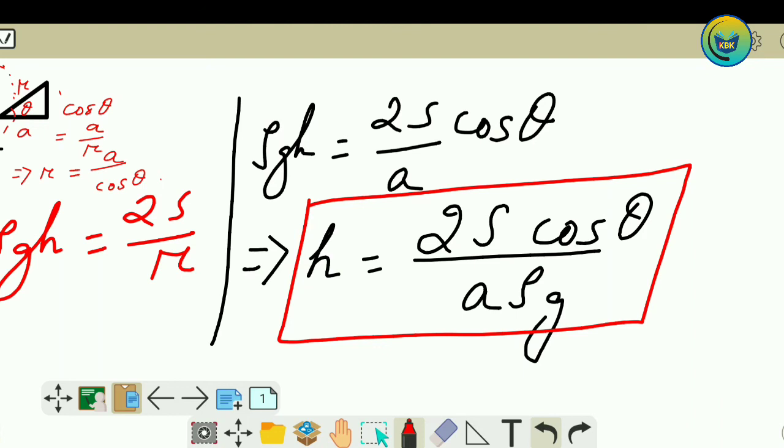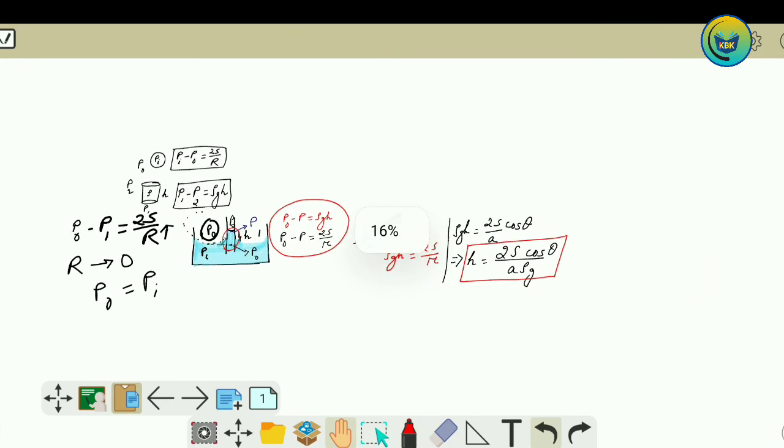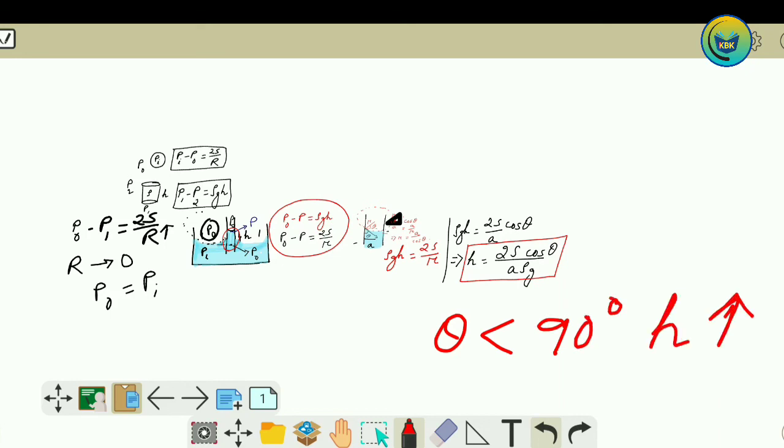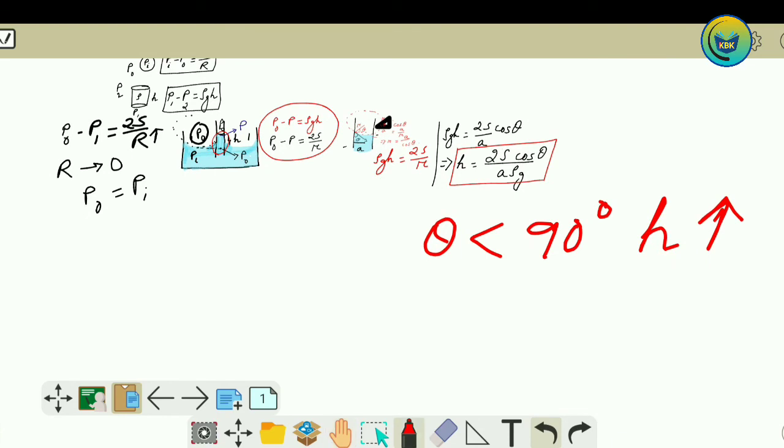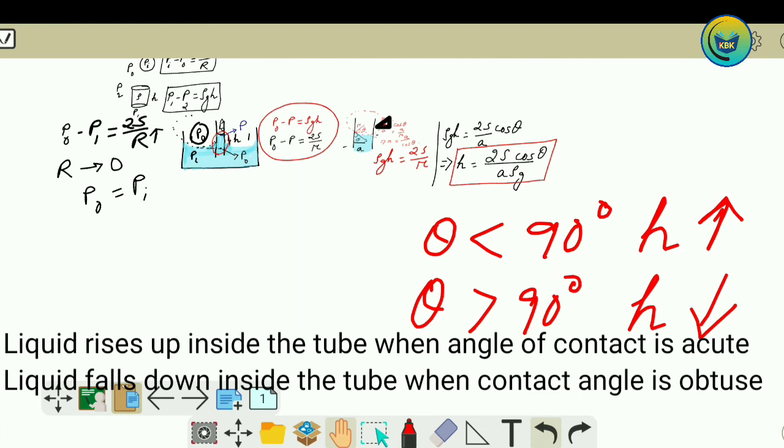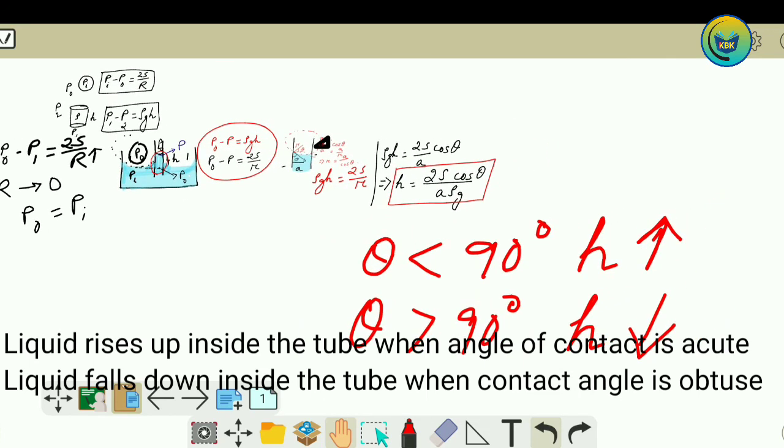If theta is less than 90 degrees, the height increases. What about theta greater than 90 degrees? It decreases. So when the angle of contact is obtuse, the liquid will fall down inside the tube, and if the angle of contact is less than 90 degrees, it will rise up. That's very easy, right, if you know the excess pressure formula and those things.